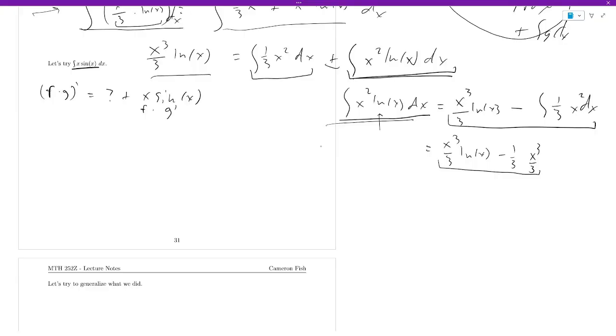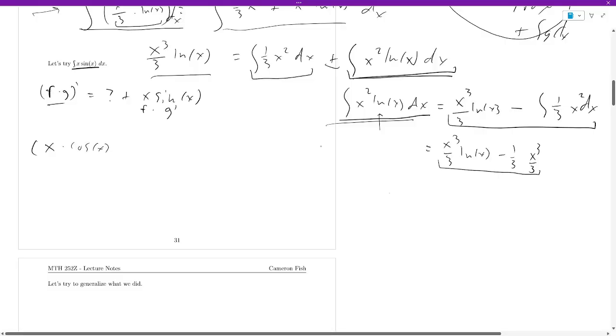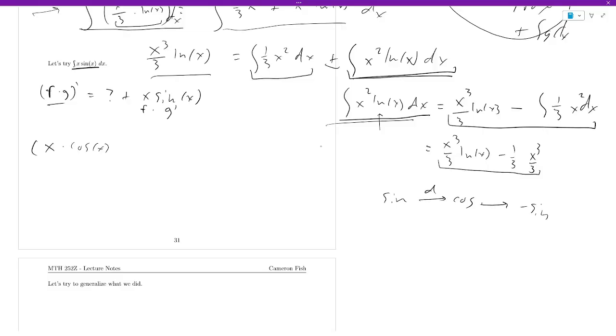So if this was our f and our g prime, then my original thing would have to be f times g, so f is x. If g prime is sine, what could g have been? I need something whose derivative is sine, so probably cosine. Now I could say negative cosine. I know that sine's derivative is cosine, and cosine's derivative is negative sine. So if I want to end up with a sine after I take a derivative, I should really start with negative cosine. But we'll see here that it doesn't actually matter, and it's a little bit easier. I don't have to put the negative sign inside here, so it'll be fine to use just cosine.